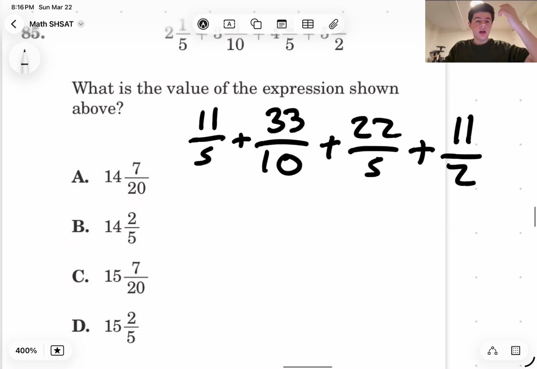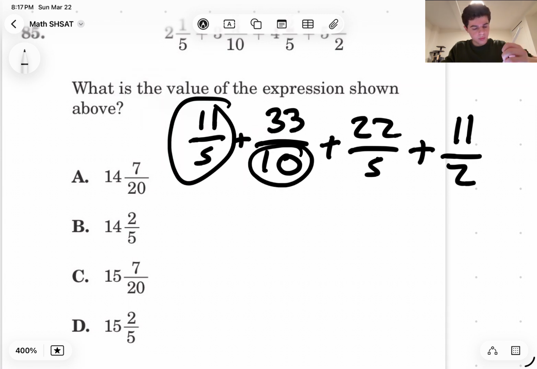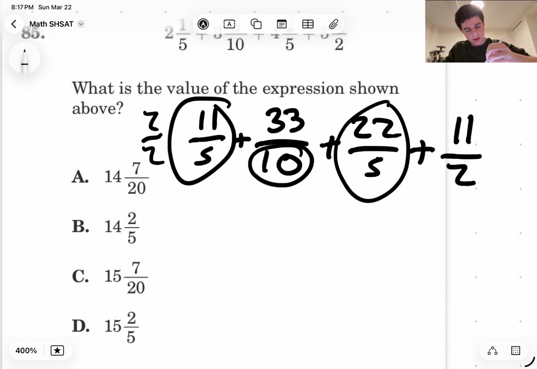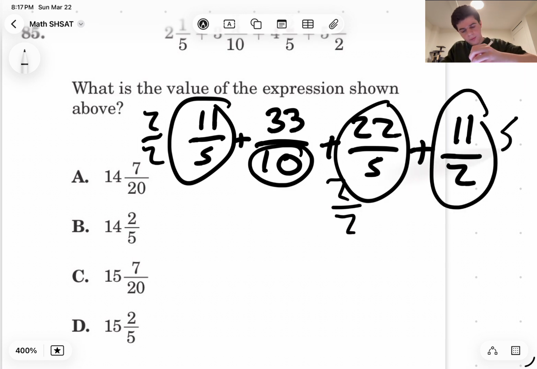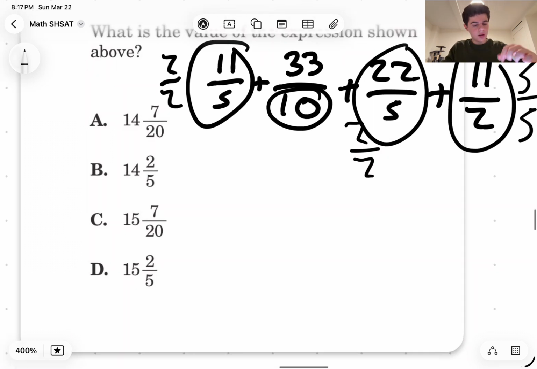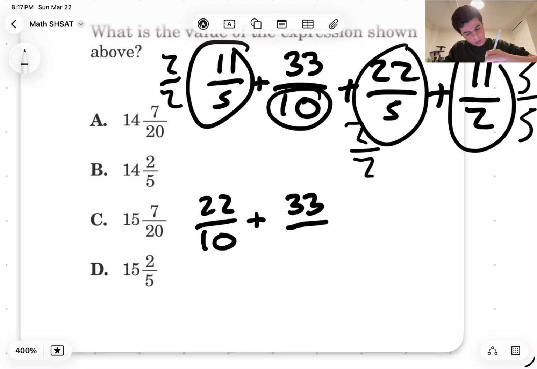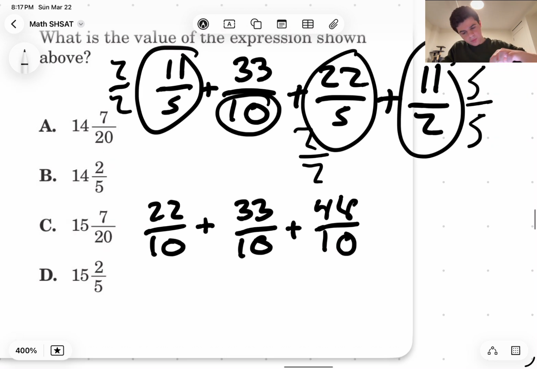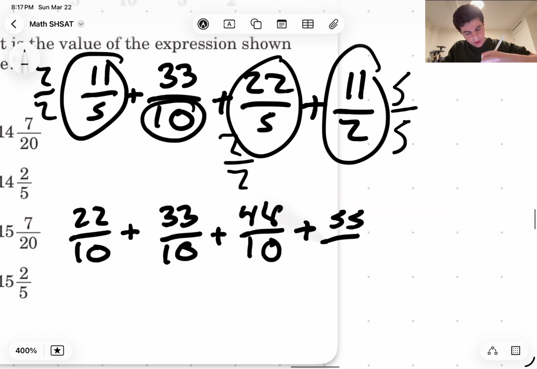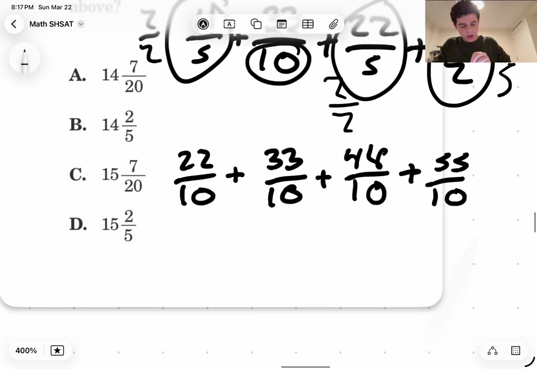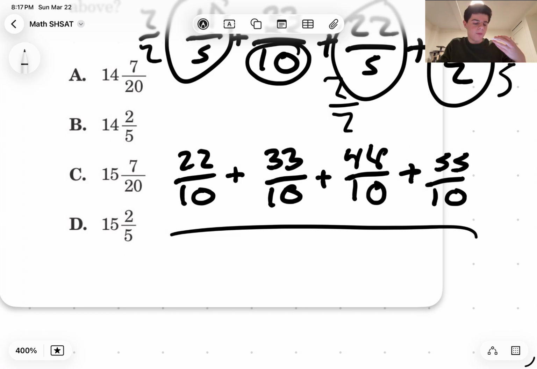Now we need to get these all to have a common denominator, so we can add them. And we see here that in order to get to 10, we can multiply these two by 2 over 2, this by 2 over 2, and this by 2 over 2. And we can multiply this by 5 over 5, right? So now let's do that. We're going to get 22 over 10 plus 33 over 10, because that one doesn't change, plus 44 over 10 plus 55 over 10. And now that we have them all with a common denominator, we can actually evaluate this.